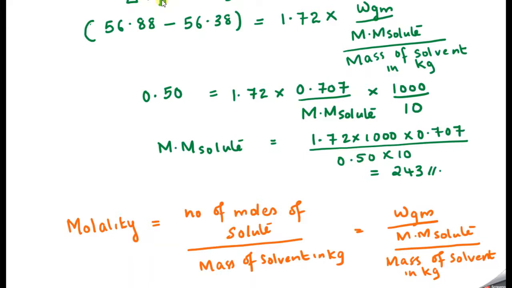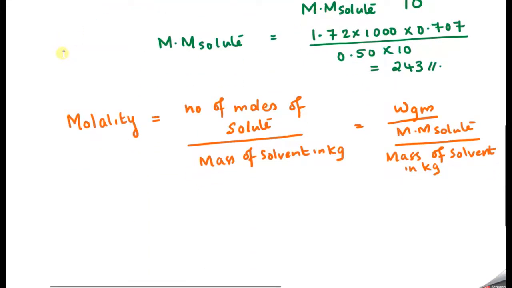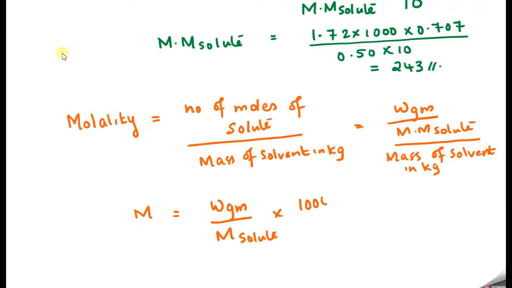The other way, when it is given in gram: please remember this formula also. This can be written as weight in gram of the solute by molecular mass of the solute, into 1000, divided by mass of the solvent in gram.